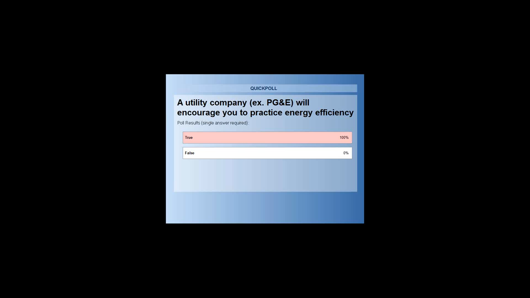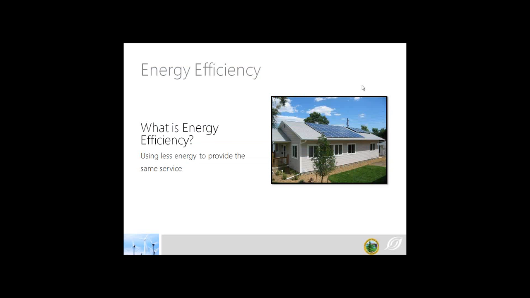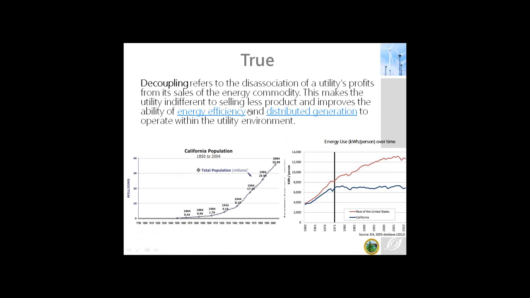Next slide. Kim, are you not seeing the slide change? I didn't see the slide change. I'm still on the quick poll. Oh, you know why? Sorry. Sometimes I forget to hide the poll. Okay, now you should see the energy efficiency slide. That's what I'm on now. Right. Actually, you might want to talk about that one. I think you already talked about that.